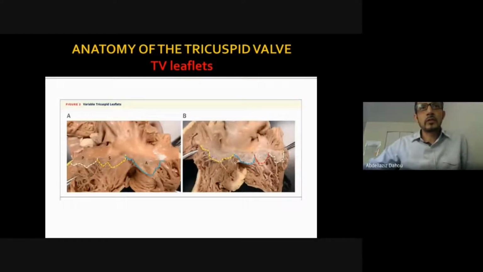So we have here an open heart, and we can see a normal valve with the 3 leaflets, the posterior, the septal, and anterior leaflets. On the right side, however, we have a normal tricuspid valve with 4 leaflets. In red here, we have an extra leaflet close to the anterior leaflet. This is a 4-leaflet normal tricuspid valve.